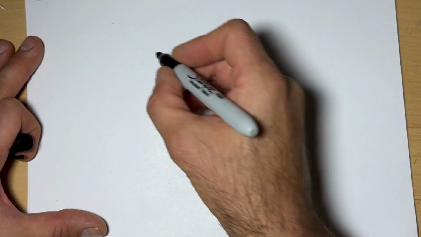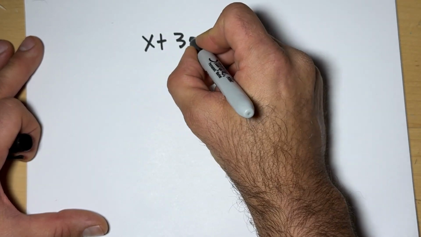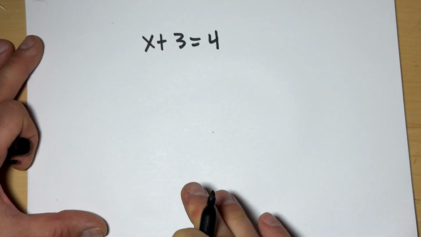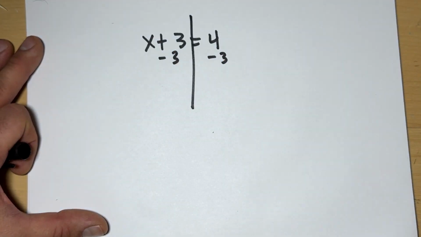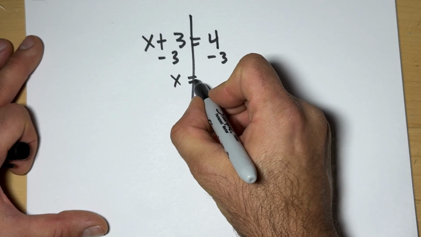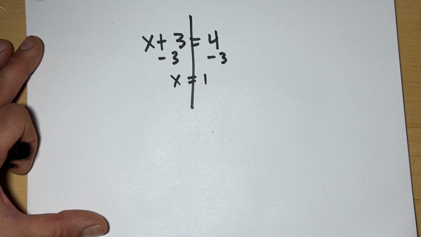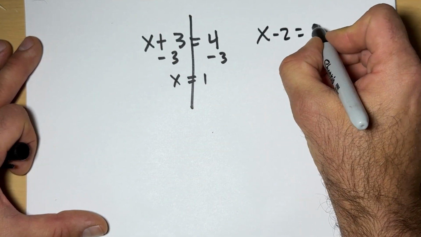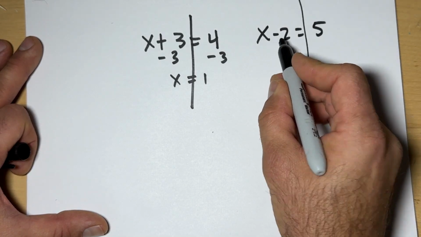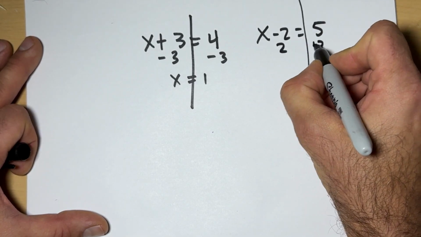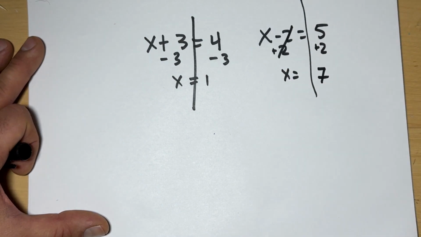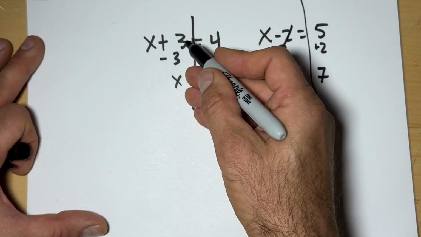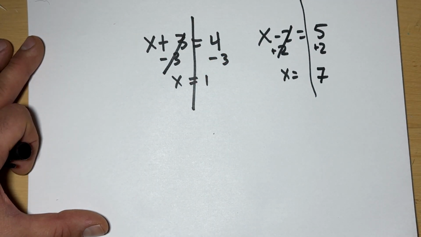So when we're solving in algebra, we have a one-step equation, and we always do opposites. So the opposite of plus 3 is minus 3. And we have to do it to both sides of the equal sign. So x equals 1. If it was x minus 2, we need to do the opposite of minus 2, or plus 2 to both sides. x equals 5 plus 2 is 7. So the reason we add the opposite is because 3 minus 3 cancels.